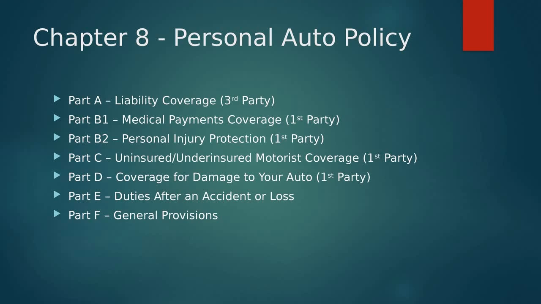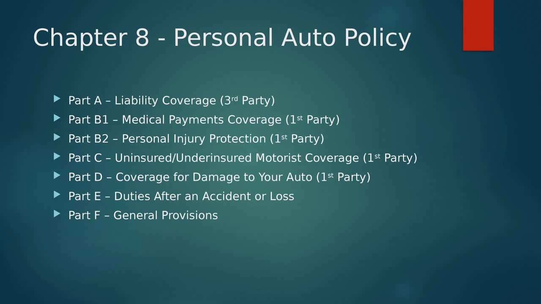Part A is going to be for third-party payouts under the liability coverage under a personal auto policy. Part B1 is going to be medical payments coverage, which is only paying out to a first party. Part B2 is personal injury protection, paying out also to a first party. Part C is going to be underinsured motorist coverage, also paying out to the first party to make up for the lack of insurance on the part of the third party. And then Part D, coverage for damage to your automobile, first party coverage only.